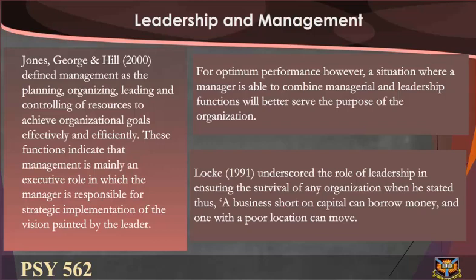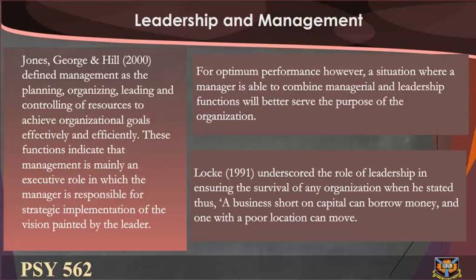Jones, George, and Hill 2000 defined management as the planning, organizing, leading, and controlling of resources to achieve organizational goals effectively and efficiently. These functions indicate that management is merely an executive role in which the manager is responsible for strategic implementation of the vision painted by the leader. For optimum performance, however, a situation where a manager is able to combine managerial and leadership functions will better serve the purpose of the organization.